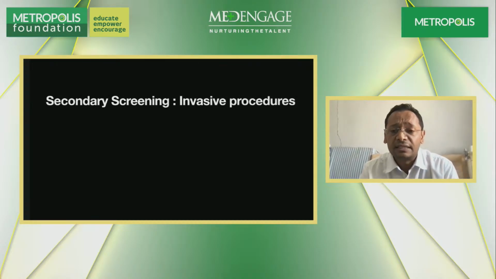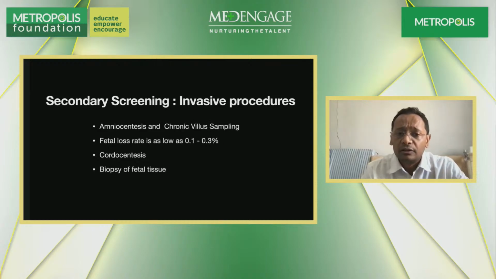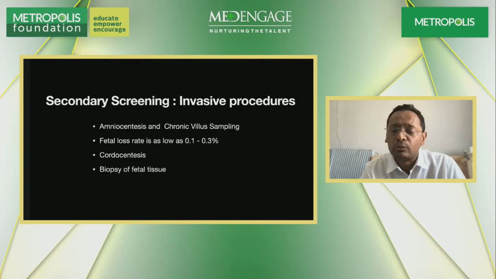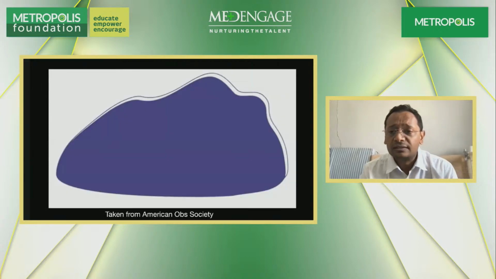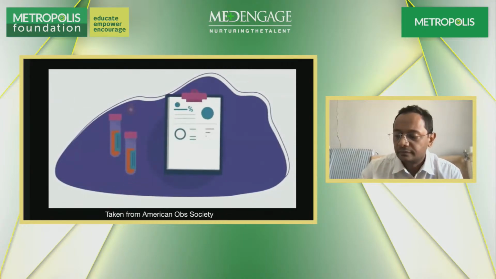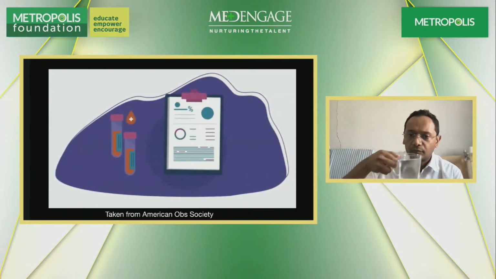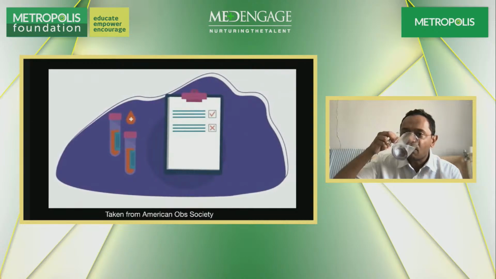Now, secondary screening. What are the secondary invasive screenings that are available? You have amniocentesis and chorionic villus sampling with a fetal loss of 0.1 to 0.3, and you have cordocentesis and biopsy of the fetal tissue. So let's just get a glimpse of it. Remember, screening tests show only the chances your pregnancy has a genetic disorder. A diagnostic test can show if your pregnancy actually has the disorder.